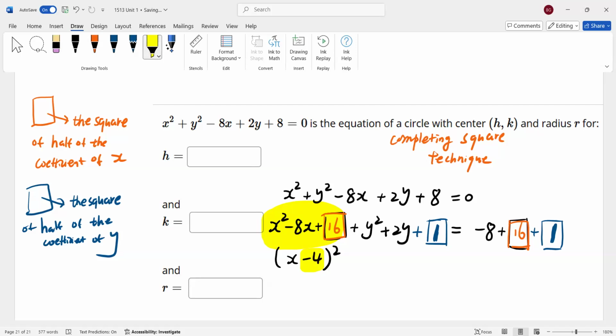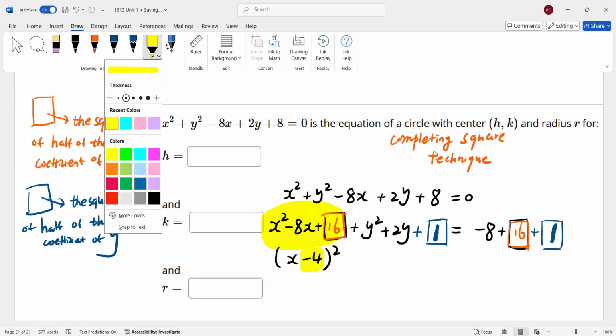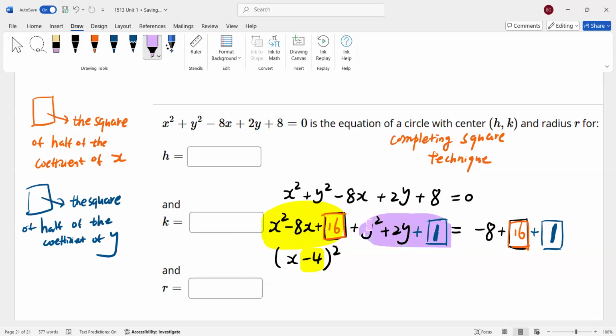All right? And get a different color, purple. Those 3 terms make a perfect square as well. Coefficient of y is 2. Half of it is 1. And those 3 terms, the 3 purple terms, are going to make a perfect square. y plus 1. 1 is half of 2, right? 2 is the coefficient of y to the power of 1.